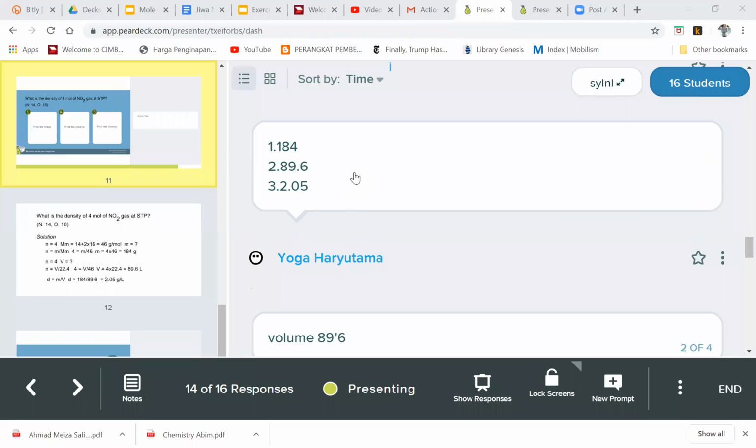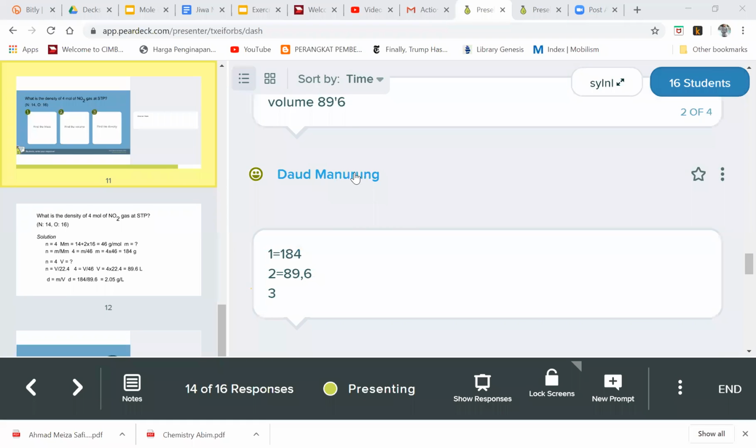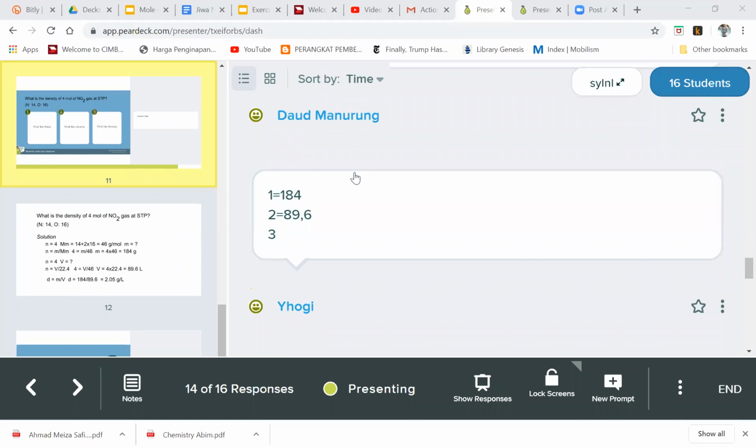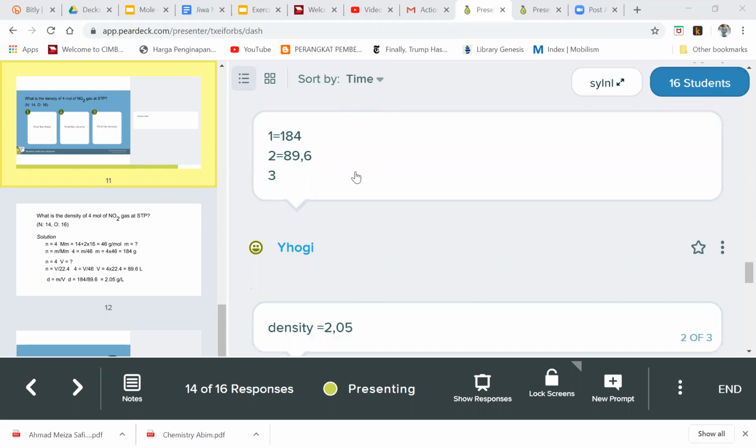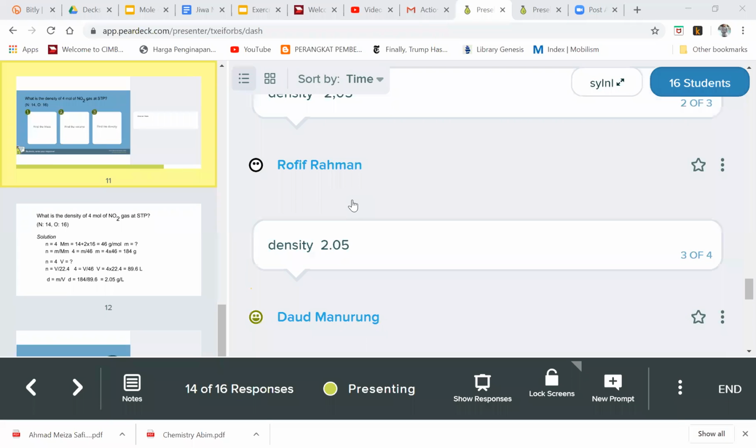Yoga, true. Daud, the volume is true, Daud. Please continue. Yogi, the density is very easy. Just divide the mass over the volume, Yogi. Okay, you're writing something, 2 point. Okay, thank you, Yogi. True. Rafik, thank you, true. Daud, yes, now it's true, Daud. Thank you.